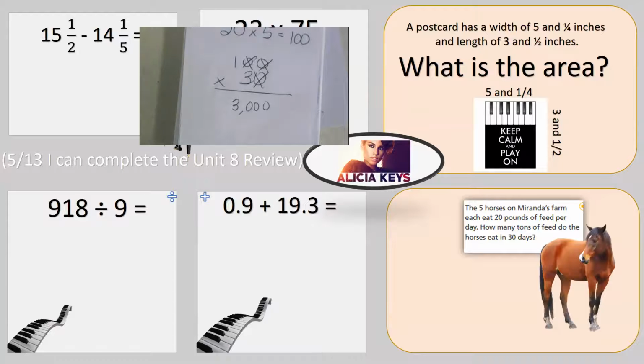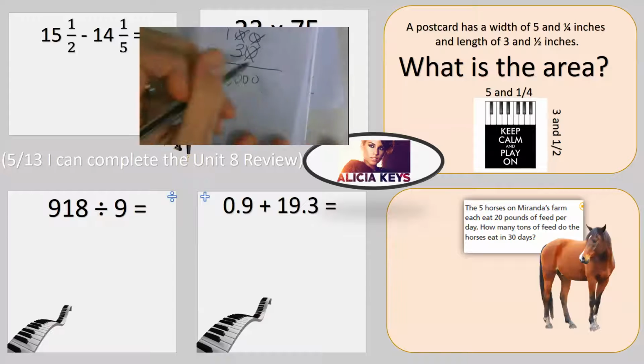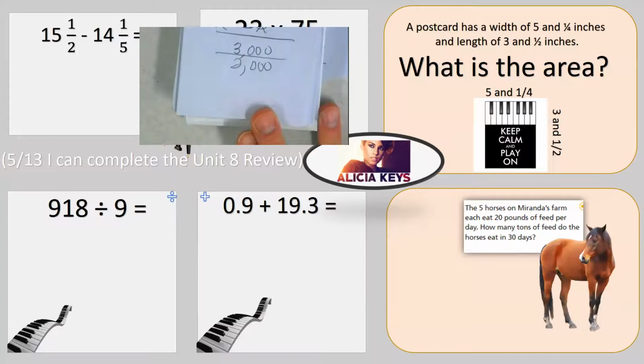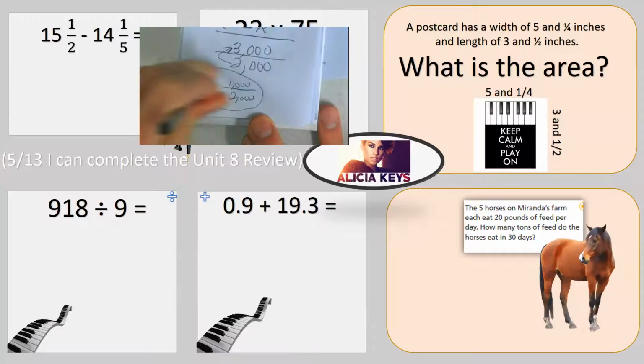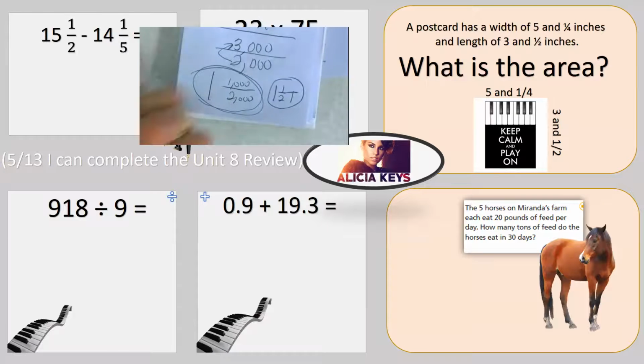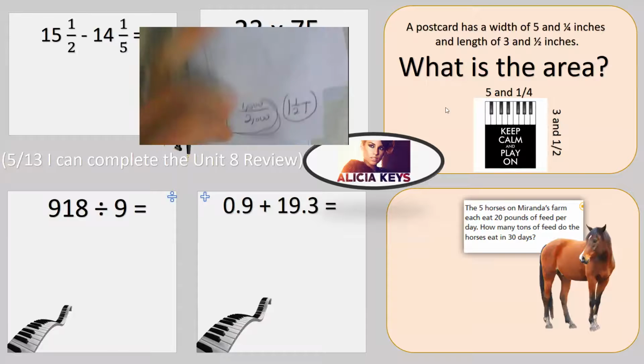Well, each ton is 2,000 pounds. So we need to figure out how many 2,000s are in here. How many 2,000s are in 3,000? 1. What's left over? 1,000. It's a very extreme way to say 1.5 tons. 1.5 tons. All right, enough of that.